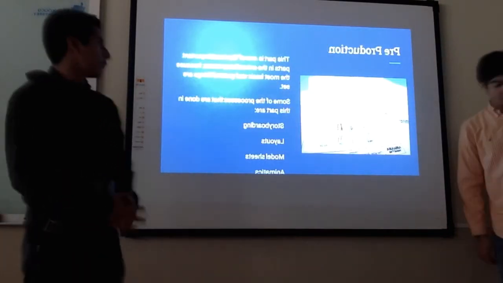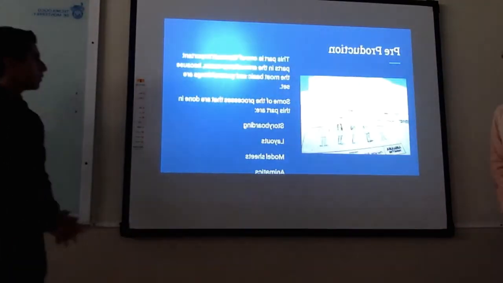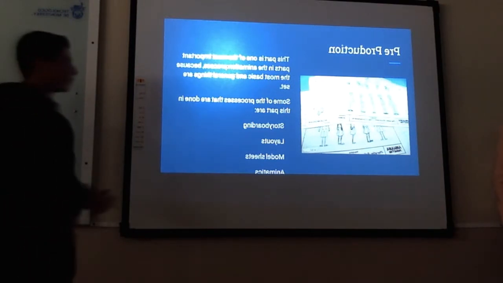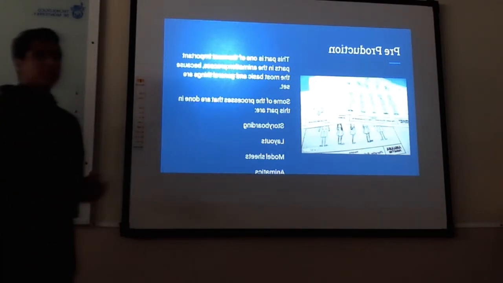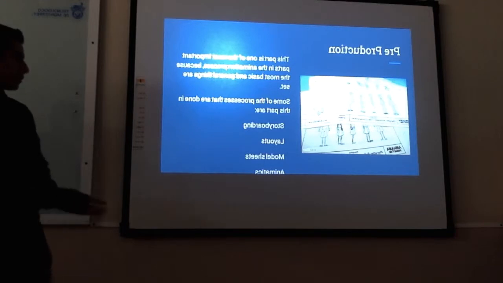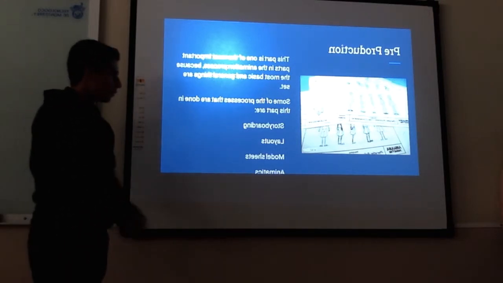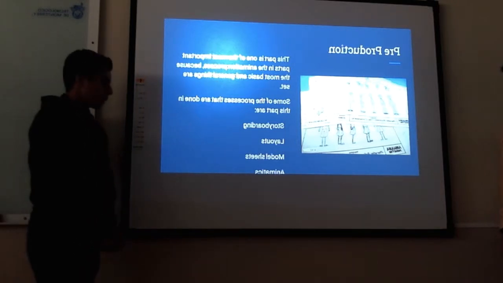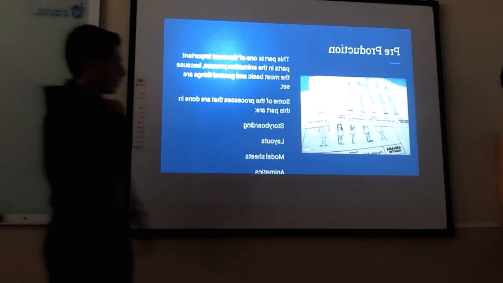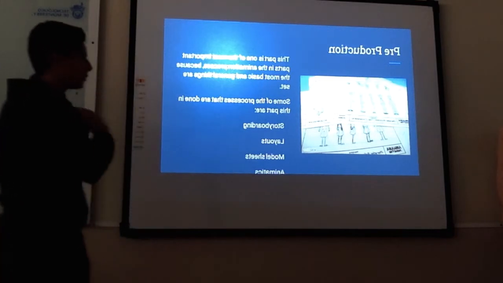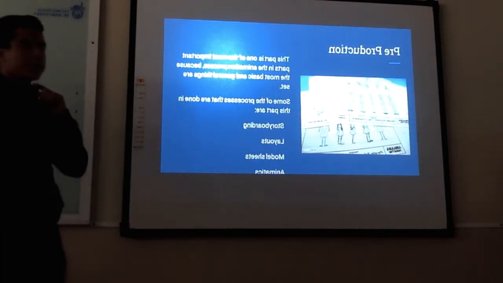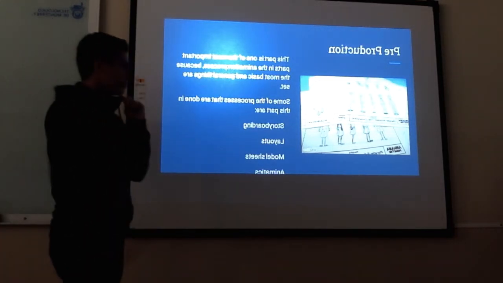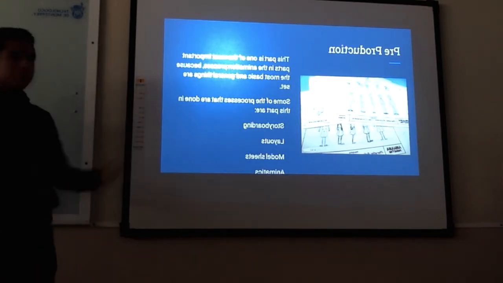Then the pre-production part. This part is like the most important part because it is when all the general things and the main image are set. And in this part of the process is the storyboarding, the layouts, the model sheets, and the details. And here we put an image about maybe drawings or the main character animation in different positions.